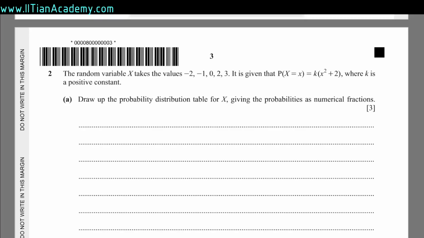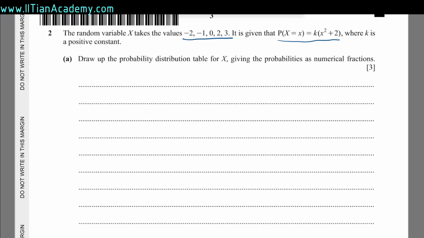Alright, so in question 2, we're given a random variable x that takes these 5 values given over here. We're given the probability distribution over here. We just have to plug in the x and we get the probability. We need to draw up the probability distribution for this x in a table, giving the probabilities as numerical fractions.